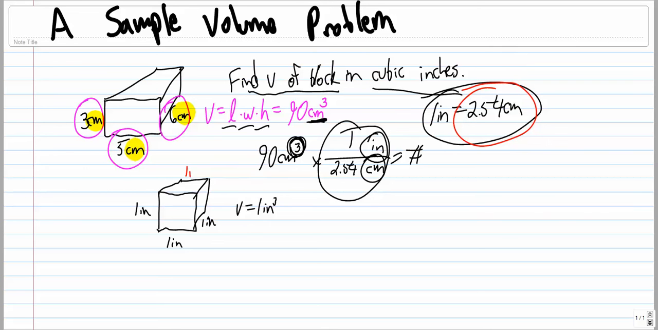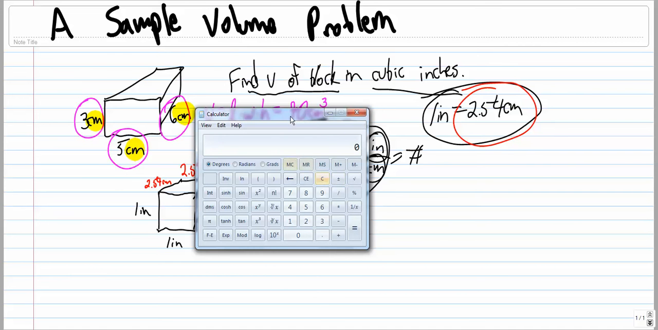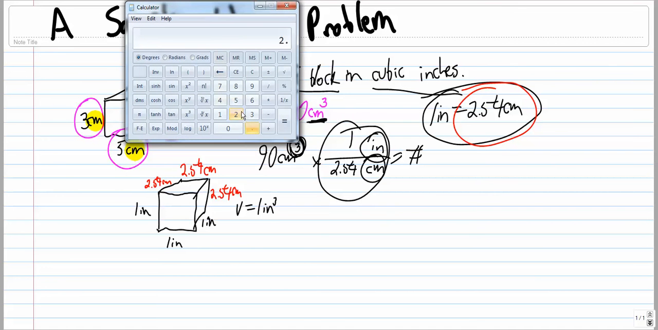But if it's 1 inch, and 1 inch is 2.54 centimeters, that means it's 2.54 centimeters across, 2.54 centimeters tall, and 2.54 centimeters from front to back. So to figure out the volume in cubic centimeters, I need to multiply 2.54 by itself 3 times. So I'm going to go 2.54 times 2.54 times 2.54, and I get 16.387. I'm going to call it 16.4.